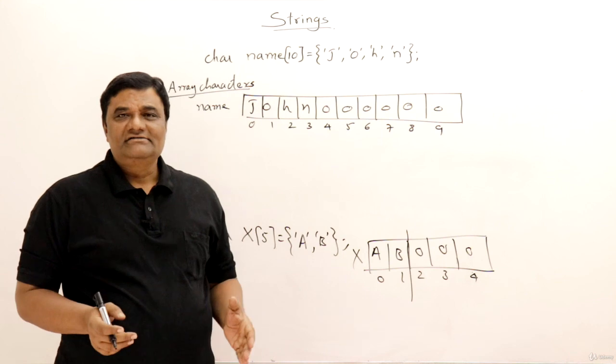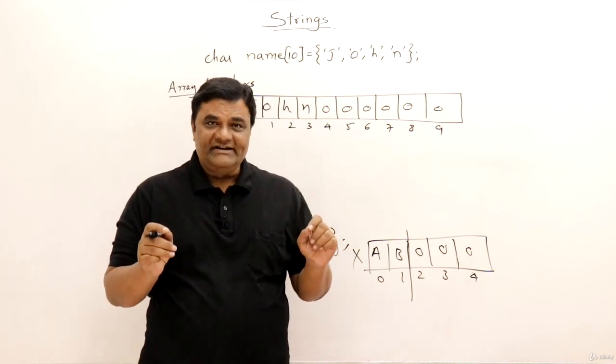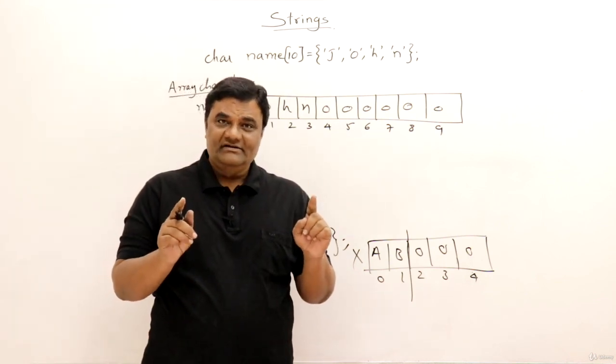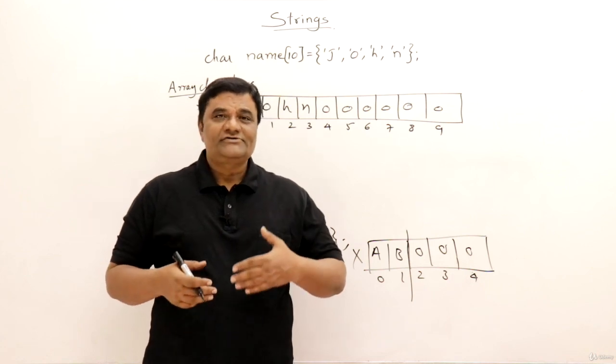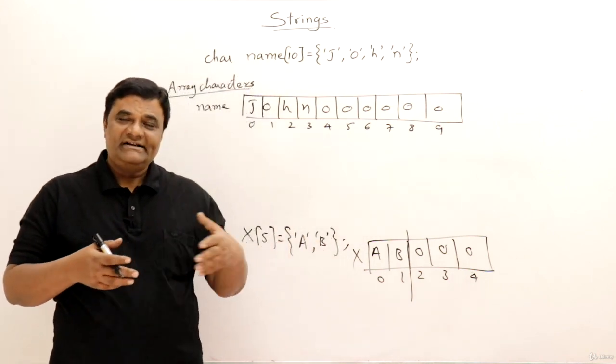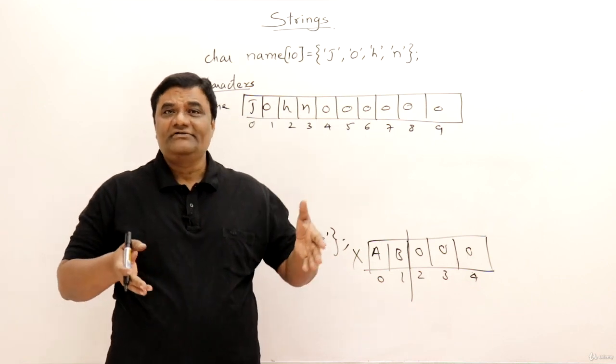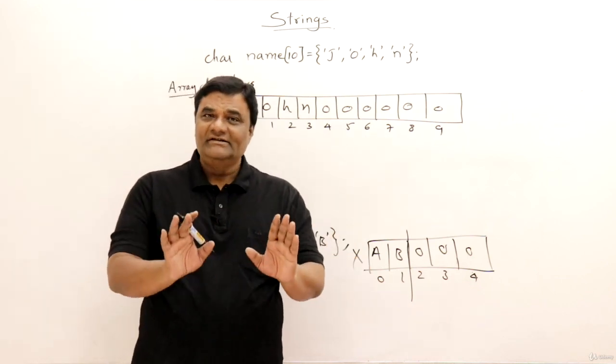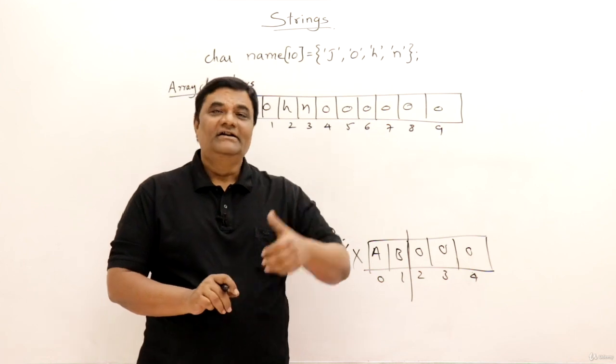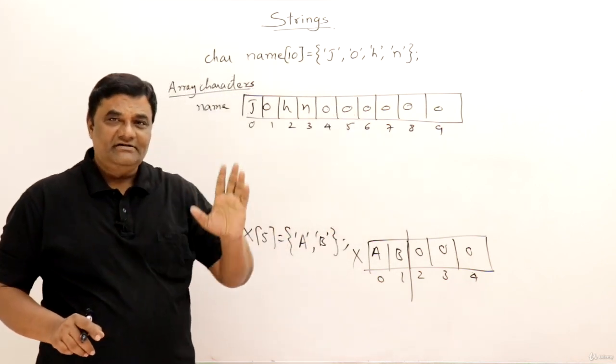So an array of characters is nothing but a string, right? It's a string. For storing names, for storing words or sentences or paras, we need a string, right? It is nothing but a set of characters. So a string is nothing but a set of characters basically. So a name is a string.